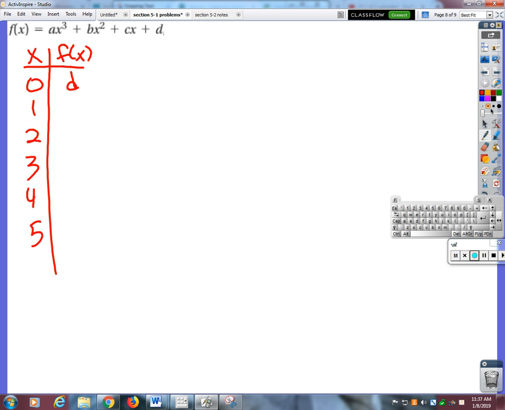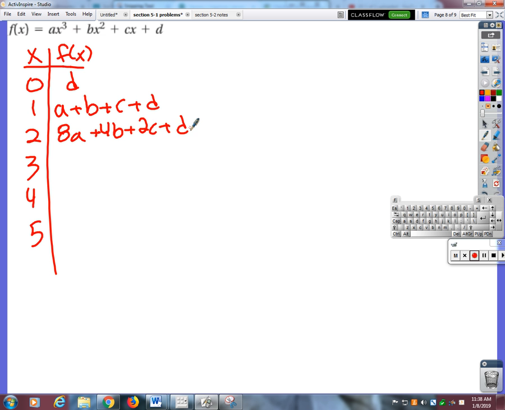Well, that's not actually there. It's a comma from the problem statement. Okay, what do I get if I plug 1 in for all of those x's? A plus B plus C plus D, because 1 to the third is just 1. However, 2 to the third is not. What's 2 to the third? 8. So when I plug in 2, I get 8a, because 2 cubed is 8. Here I get 4b. Here I get 2c, and then plus d.